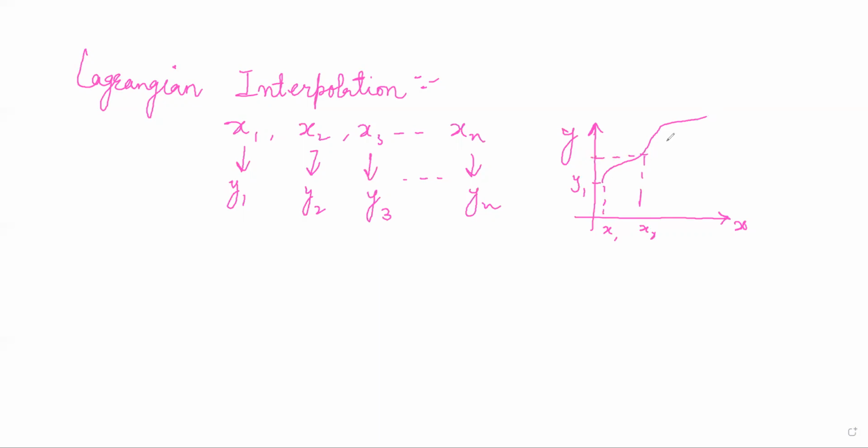What Lagrangian suggests is, let there be a function, let there be a graph joining all the given points. Let there be a function of x, a graph joining all the points, and we write that as y is a function of x. Let there be a graph which joins all these given points. So we are given n number of points.